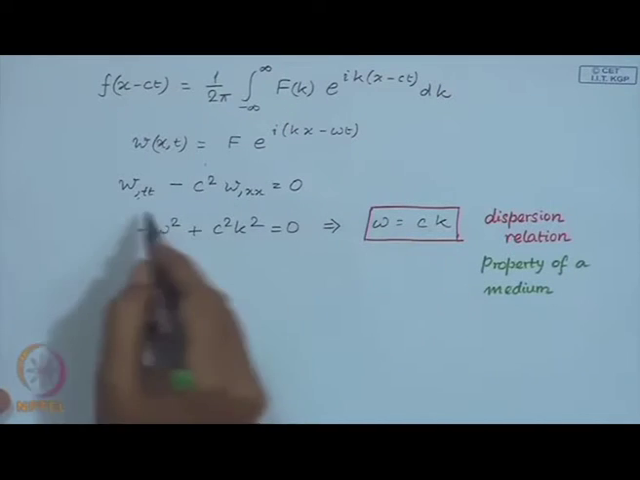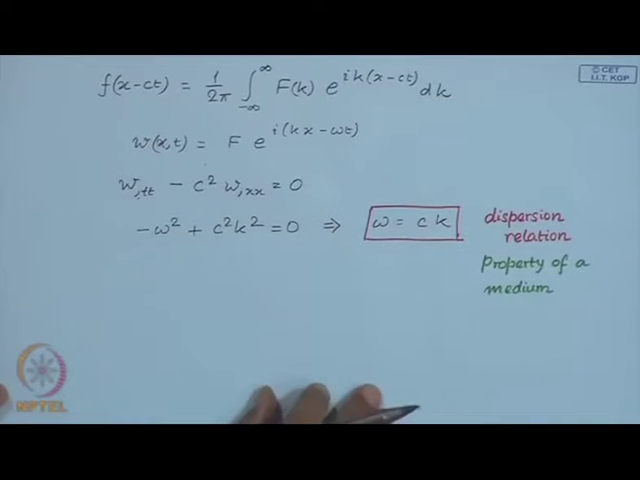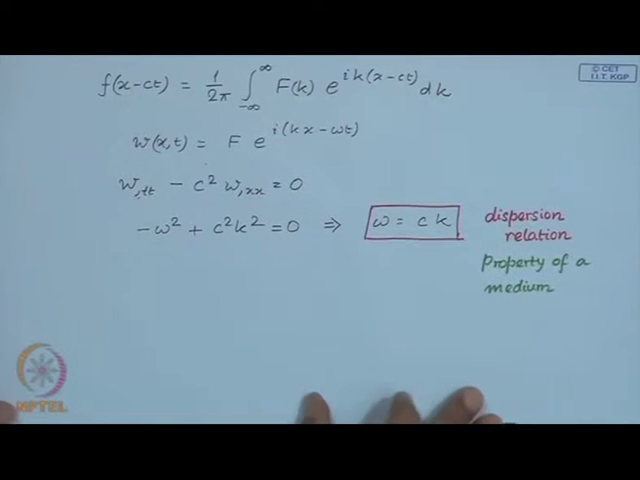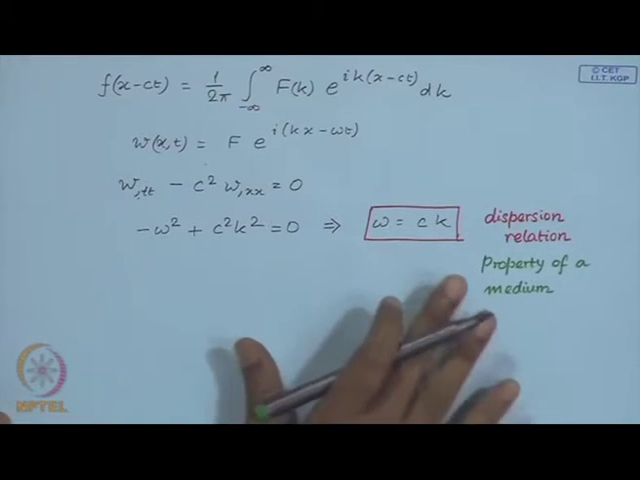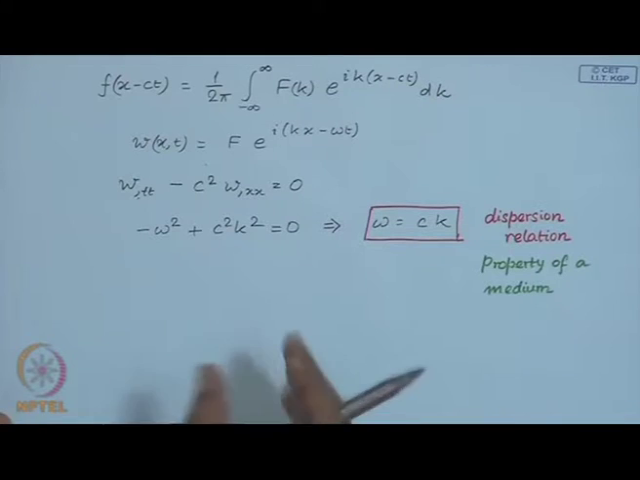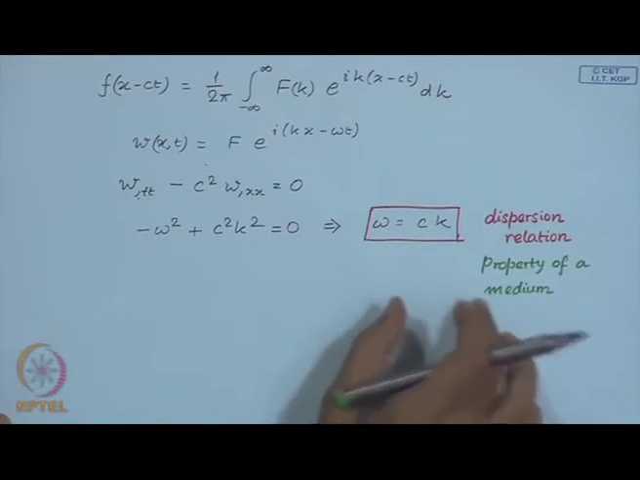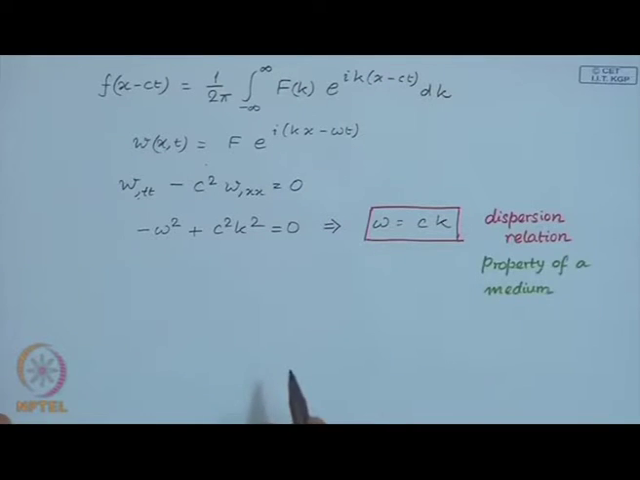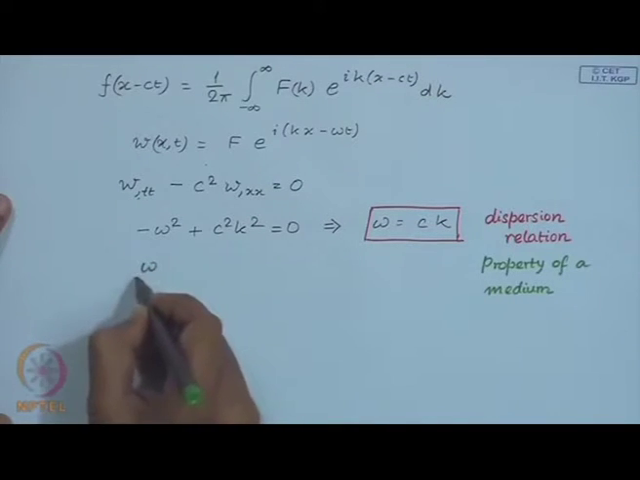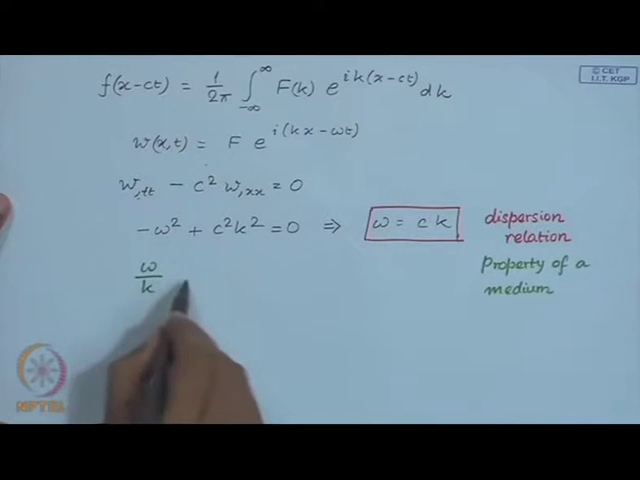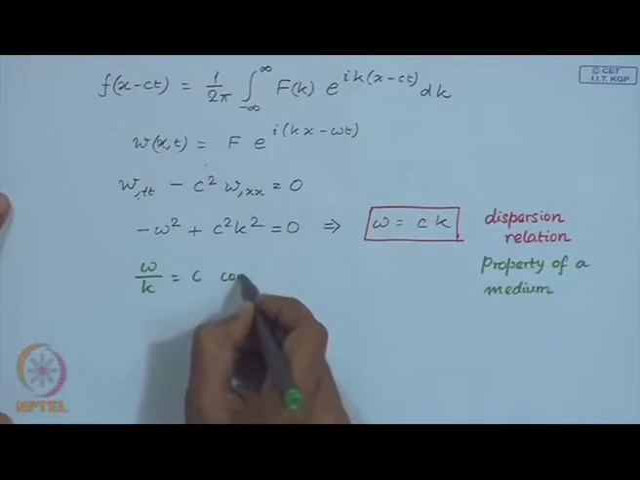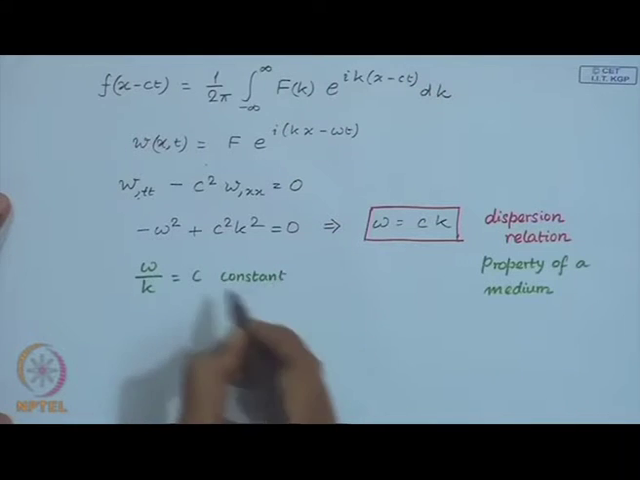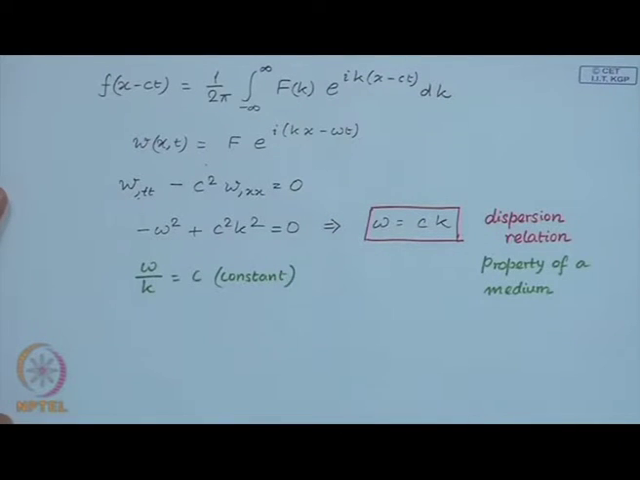Say, for example, in the case of a string, this is the dispersion relation, but later on, when we discuss beams, we will find that the dispersion relation is different. So, this dispersion relation characterizes a medium or a material. A dispersion relation which is such that omega over k is a constant, is not a function of k or omega, is known as a non-dispersive medium.